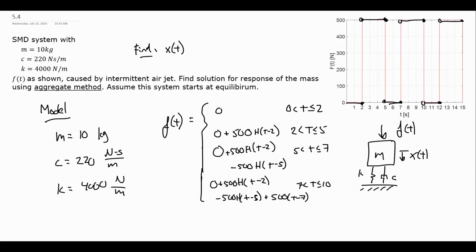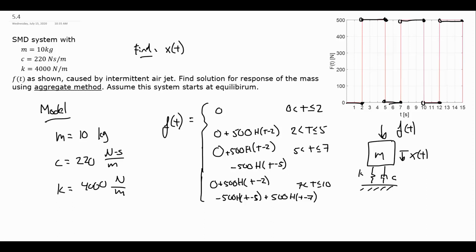Every time on the next interval, I'll subtract a 500 times an h of t minus 7. This should be an h here, since it's just turning on and off. Okay. And then on the next interval, I'm going to copy everything above, and then I will be adding a 500 times Heaviside of t minus 12. And then at 15, I'll do the same thing.